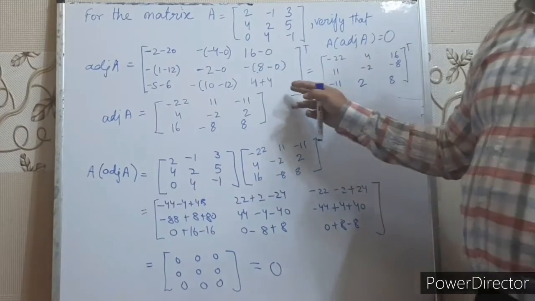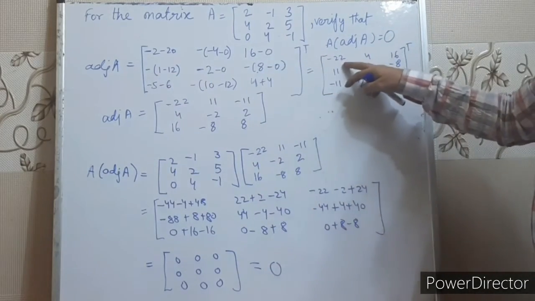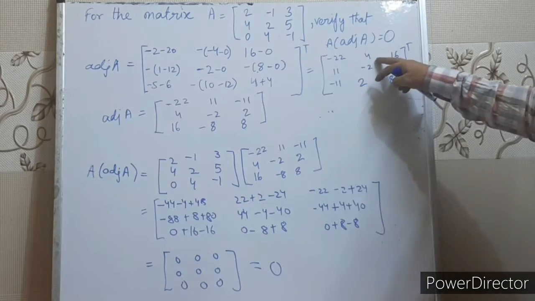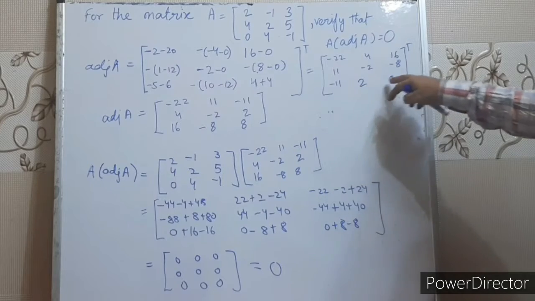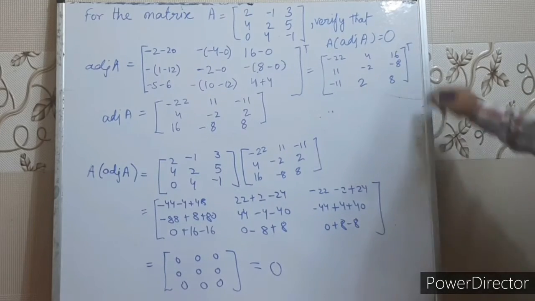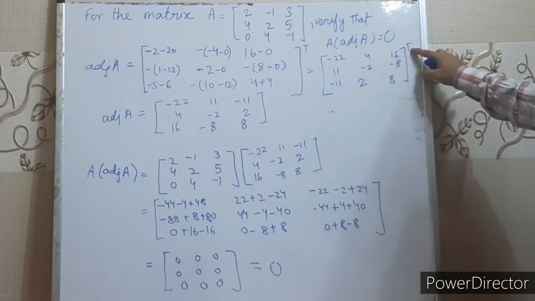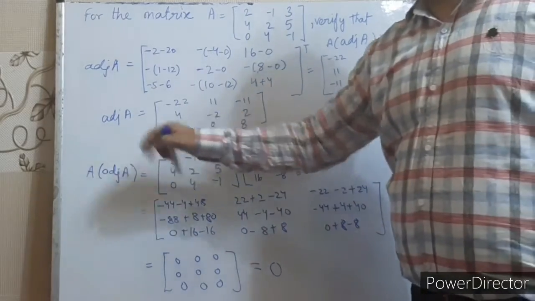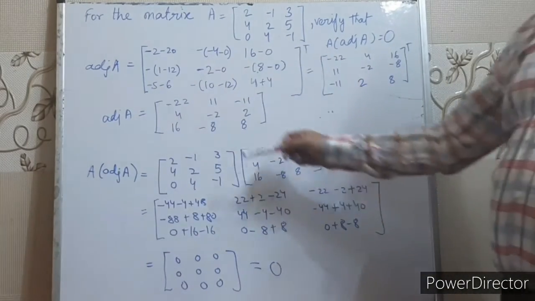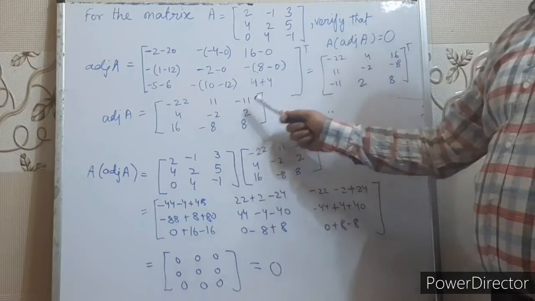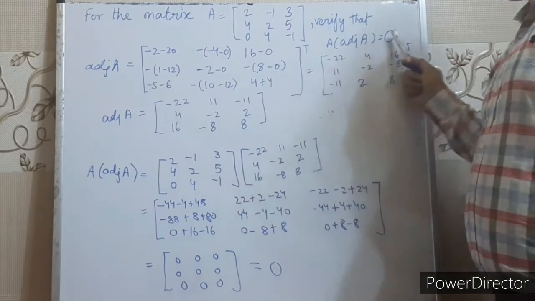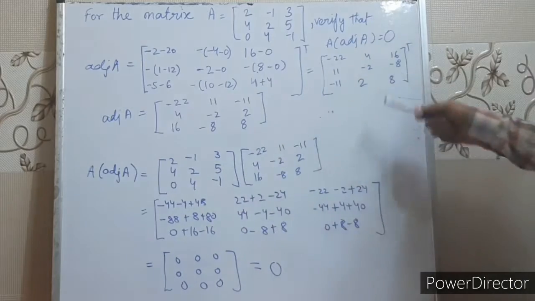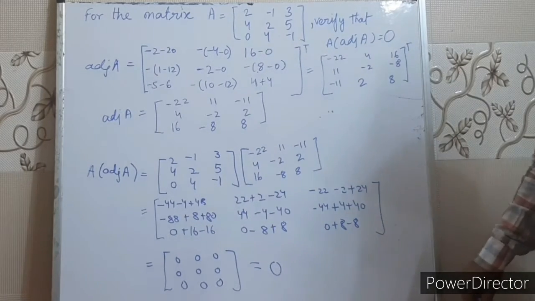Same way you can calculate the cofactor matrix. And the values will come minus 22, 4, 16, 11, minus 2, minus 8, minus 11, 2, 8. Right, children? And when we do the transpose of this matrix, we'll get the value of adjoint A matrix. First column will become first row. Second column will become second row. And third column will become third row. Transpose means interchange of rows into columns.